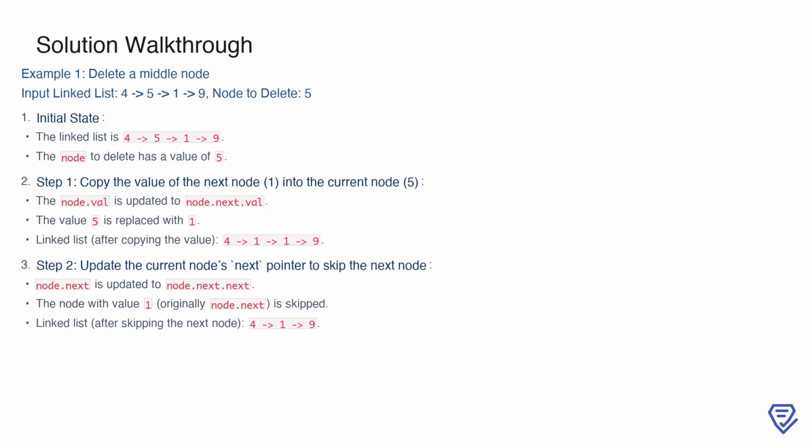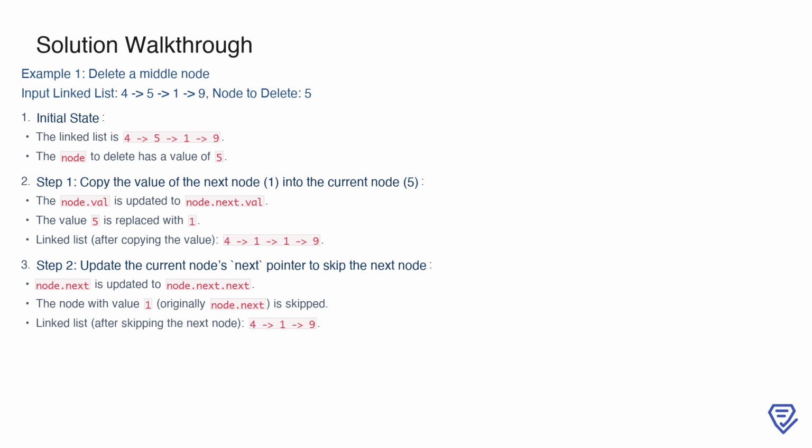Here, we're tasked with deleting a node from the middle of a linked list. The input linked list is 4-5-1-9, and the node to delete is the one with the value 5. First, we copy the value of the next node, which is 1, into the current node. This means the value 5 is replaced with 1, and the linked list now looks like 4-1-1-9.